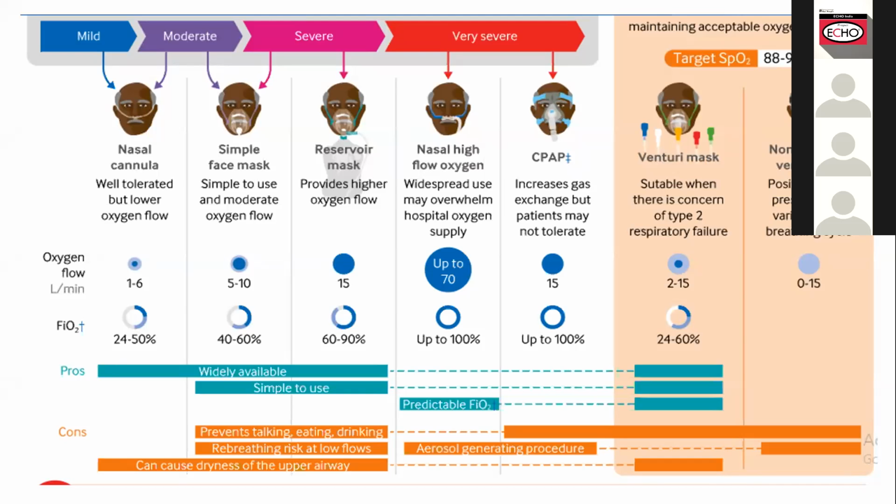You can also use a Venturi mask, and this one is preferred for patients who have or are suspected to have type 2 respiratory failure. Remember from the previous sessions, it's hypercapnic respiratory failure where ventilation is a problem and you can't exhale completely the CO2 produced in gas exchange. And you can also use non-invasive ventilation, of course, the CPAP or BiPAP.